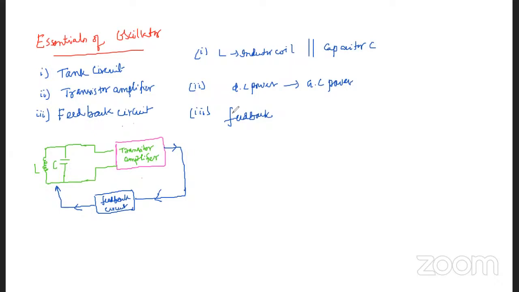So this feedback circuit, whichever we have, generally provides positive feedback. It supplies a part of the collector energy to the tank circuit in the correct phase to maintain the oscillations. So these are the three things which we require in order to construct an oscillator.